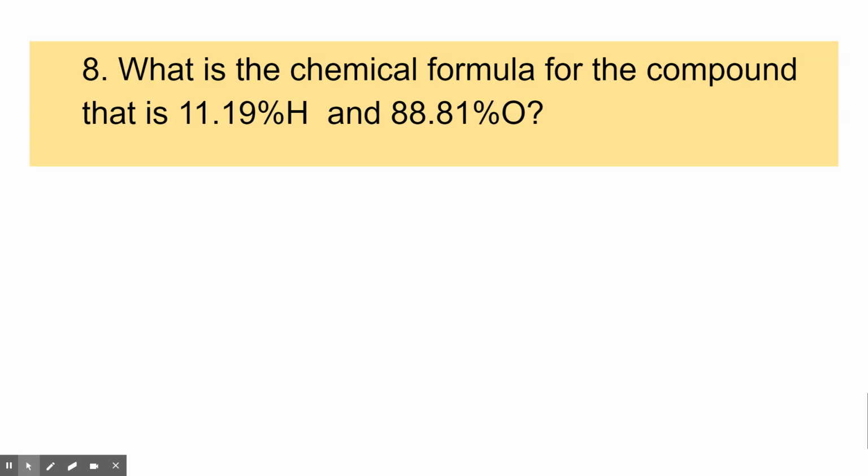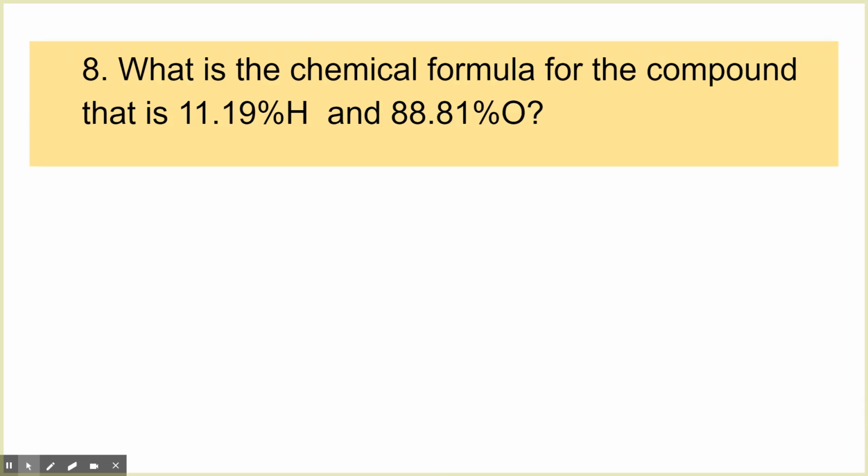All right, let's look at problem number 8. What is the chemical formula of the compound that is 11.19% hydrogen and 88.81% oxygen? This one is giving us the percent composition of something, and from that we want to get the chemical formula. There are actually a few steps to do this, so let's go through this step by step.